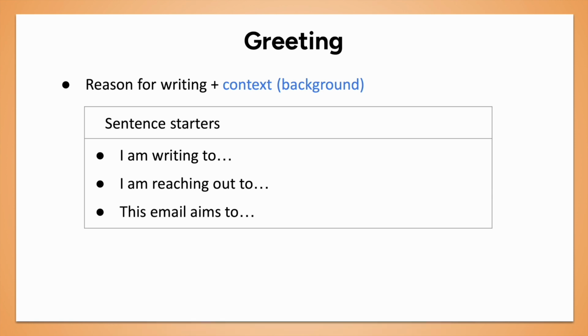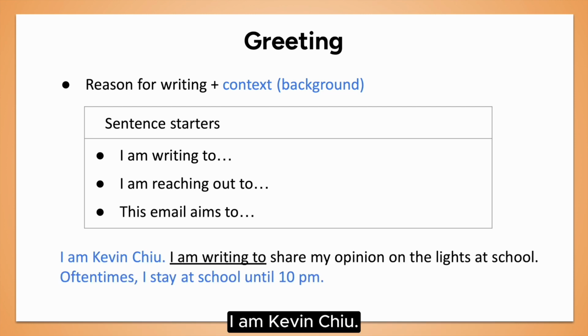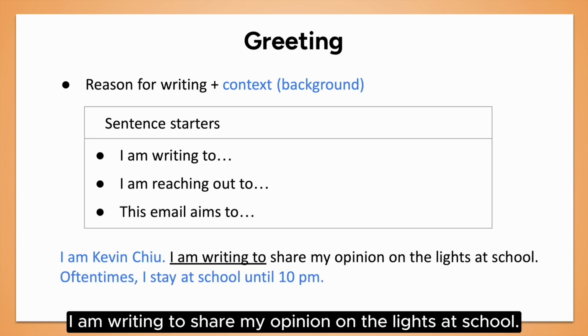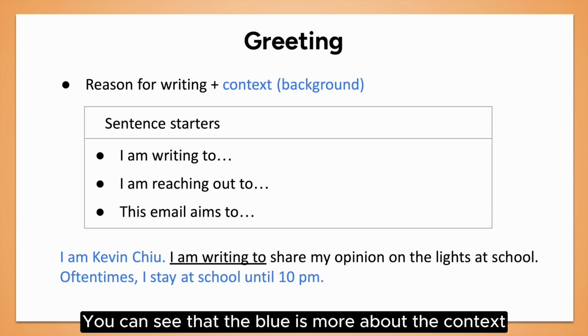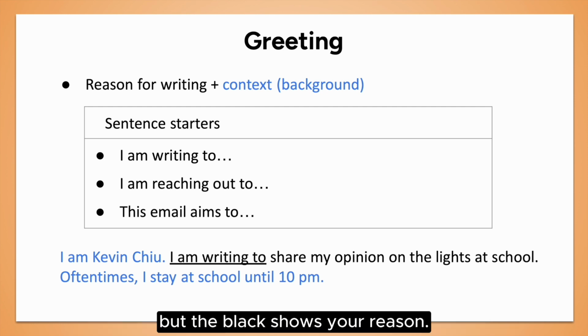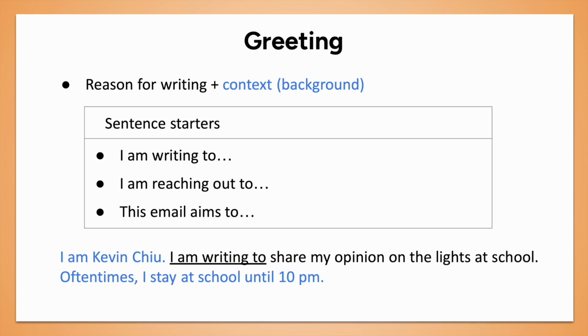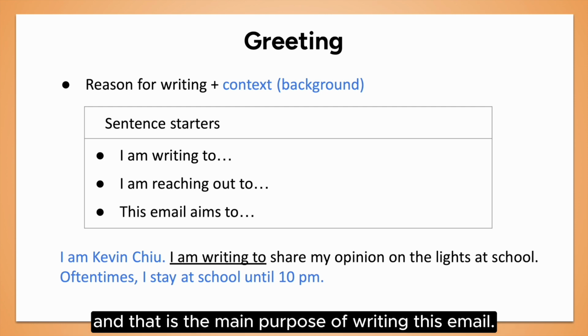Now let's look at an example for the example prompt. I am Kevin Teo. I am writing to share my opinion on the lights at school. Oftentimes, I stay at school until 10 p.m. You can see that the blue is more about the context and the background, such as your name and why you care about this issue. But the black shows your reason. You are wanting to share your opinion about the lights, and that is the main purpose of writing this email.